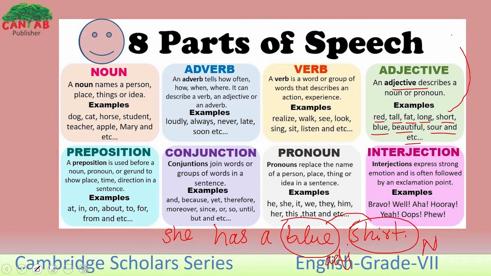Look at another example, short. I have short hair. Here, short is an adjective and hair is a noun. Short is an adjective modifying the noun here. An adjective can show opinion, size, smell, color, look, or quality of a noun.